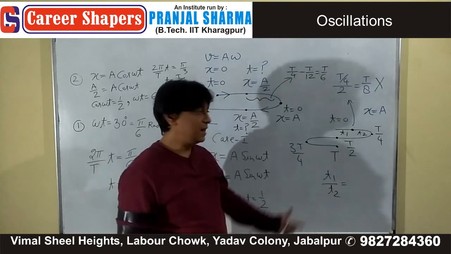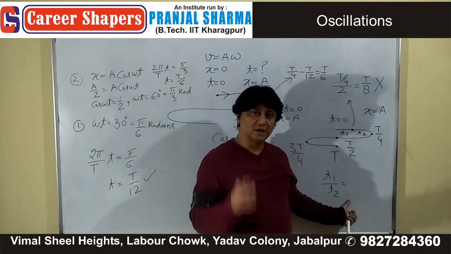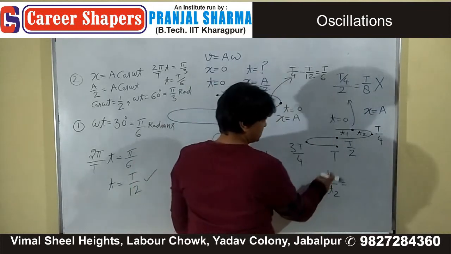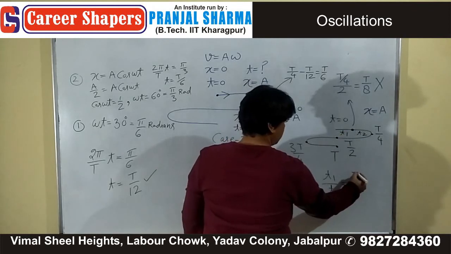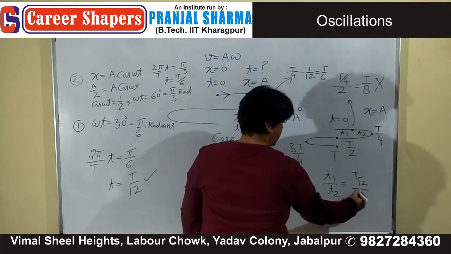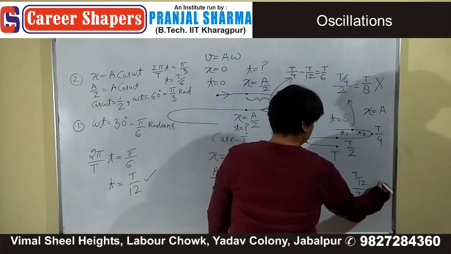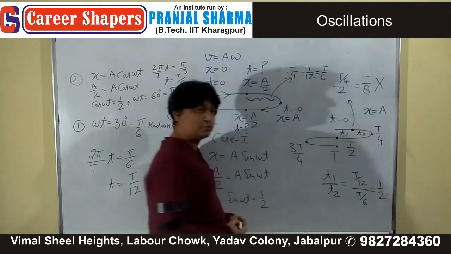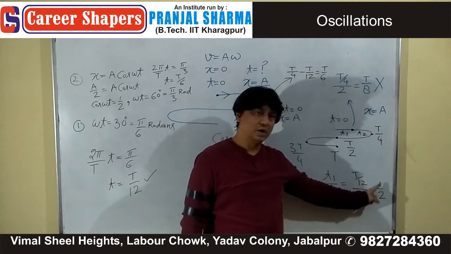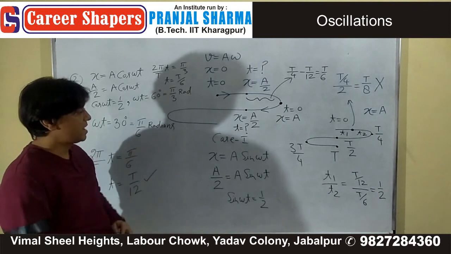Now those who think that this A by 2 and this A by 2 are the same, they write their answer as 1:1. But you know that answer is not correct. What is T1? From this point to this point, time is T by 12. From this point to this point, time is what? T by 6. So this ratio is coming 1:2.